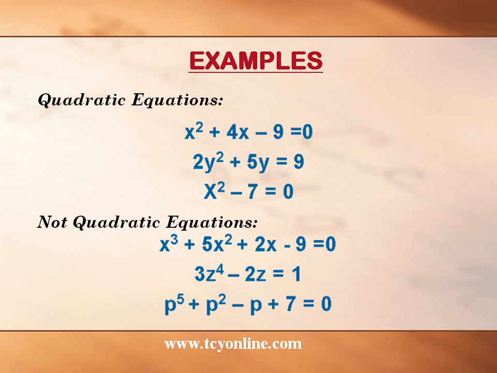See a few examples of quadratic equations. Look at the very first example, x squared plus 4x minus 9 equals 0. Here the variable is x with the highest power 2. So that means it's a quadratic equation. Now let's see the second example, that is 2y squared plus 5y equals 9. Here the variable is y with the highest power 2. So that means it is also a quadratic equation. Similarly, you can see x squared minus 7 equals 0 is also a quadratic equation.